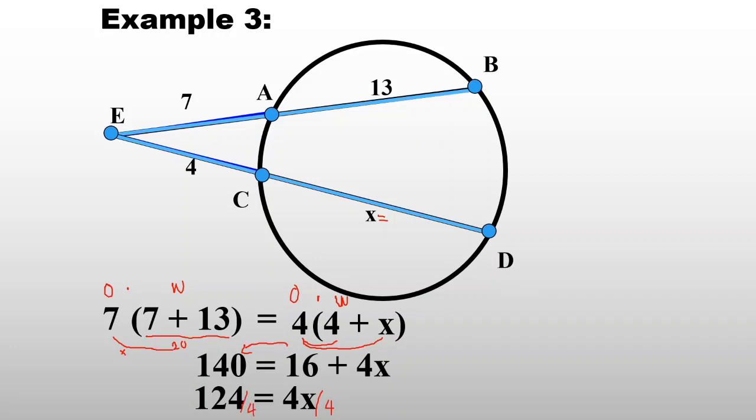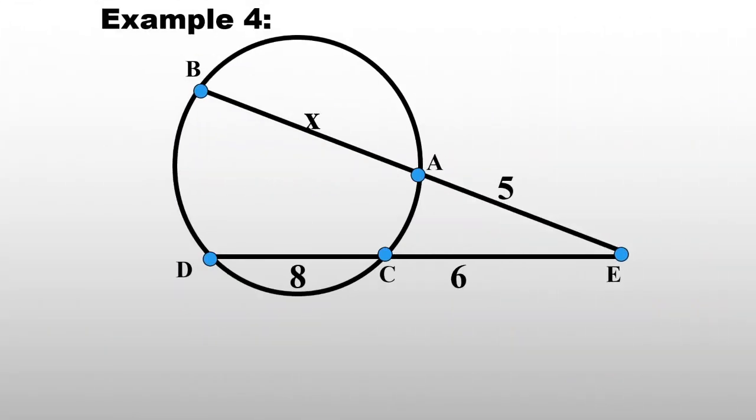Divide both sides by 4. So, cancel mo na yan. Cancel mo na rin to. So, x is equal to 31. So, ito ay 31. Okay? Next example.